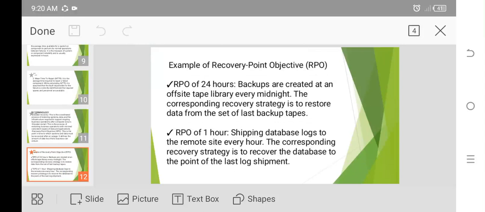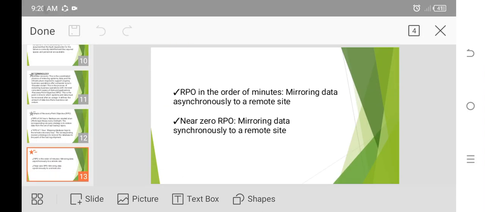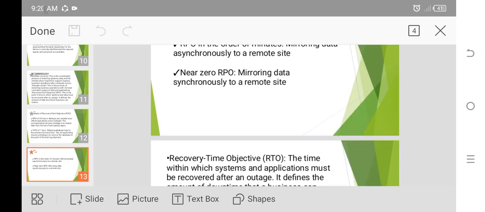The corresponding recovery strategy is to restore the data from the set of last backup tapes. Then RPO of 1 hour means shipping database logs to the remote site every hour. The corresponding recovery strategy is to recover the database to the point of the last log shipment. And then RPO in the order of minutes: mirroring data asynchronously to a remote site. The next is the near zero RPO: mirroring data synchronously to a remote site.